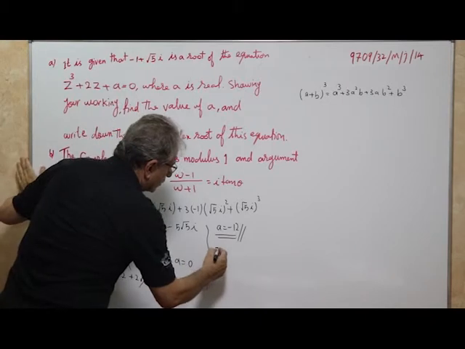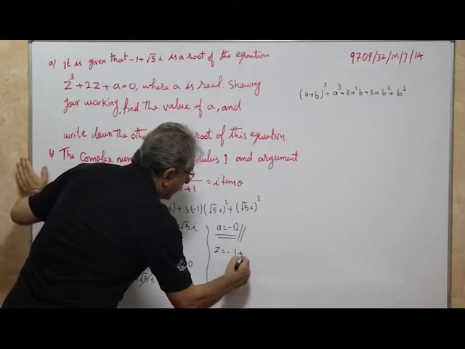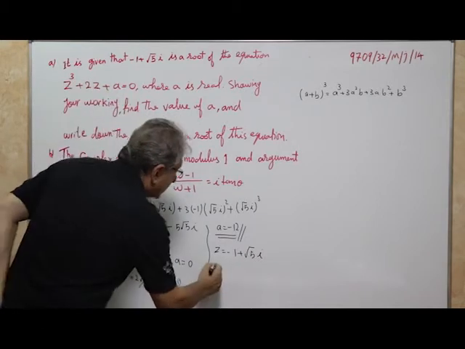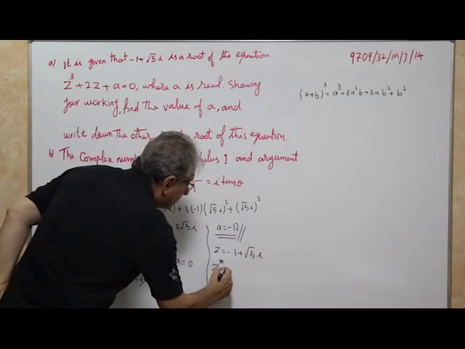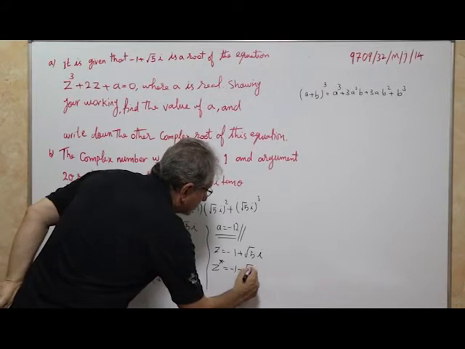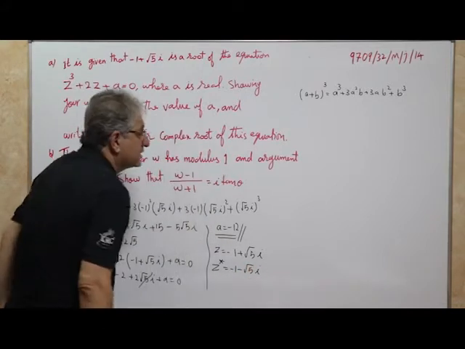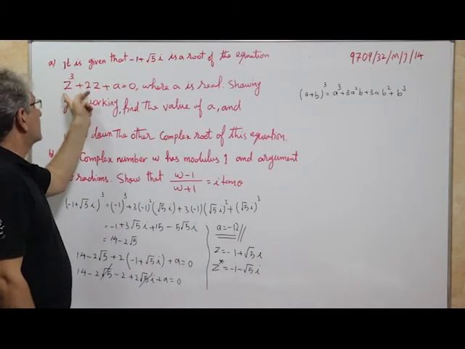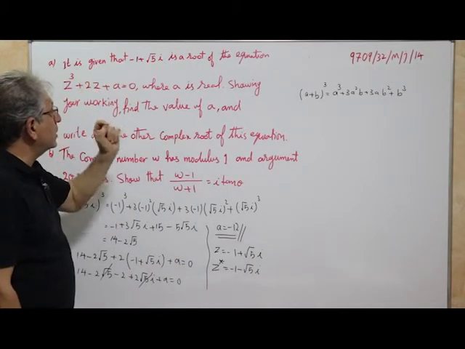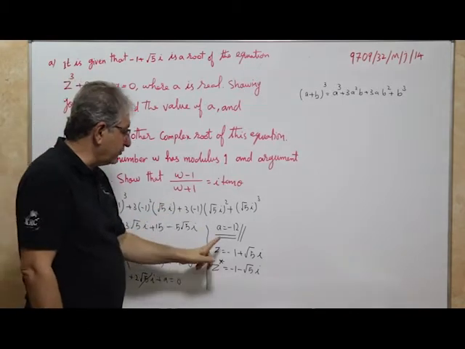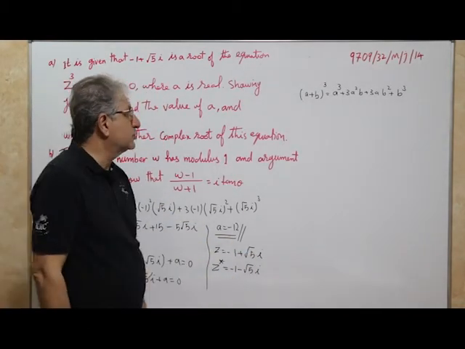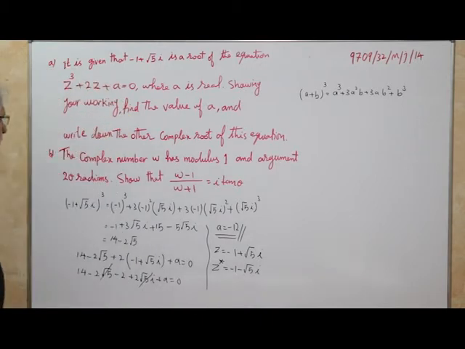Therefore, if z is equal to -1 plus square root of 5i is one of the roots, then z star, which is -1 minus square root of 5i, is the other root. Therefore, whenever all the coefficients are real numbers, the roots are in the conjugate form. That means if one of them is there, the other one should be there also. Therefore, this is the other root of this equation.